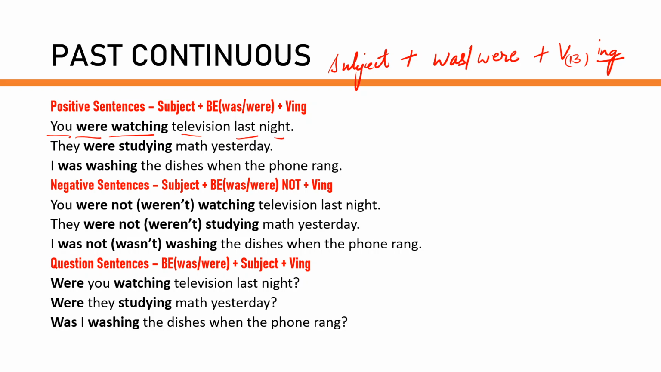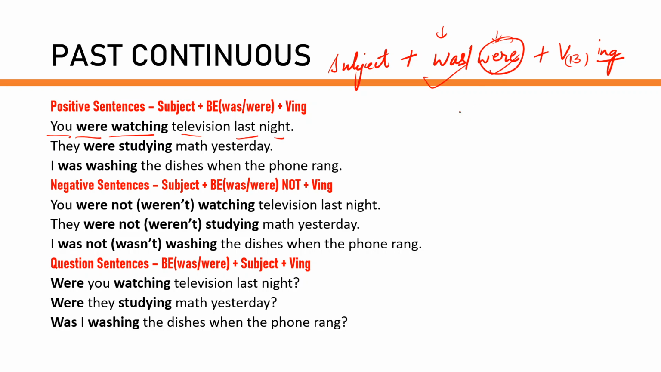Now, as I have told you, that was, ये किसके लिए यूज होगा? सिंगुलर के लिए यूज होगा. वर किसके लिए यूज होगा? प्लूरल के लिए यूज होगा. Right? I is singular, so we use was, and he was, she was, but we were, they were.